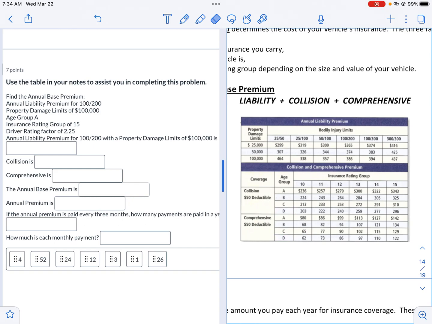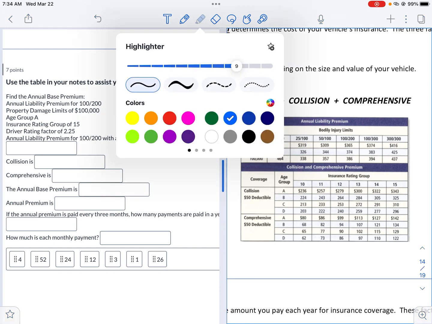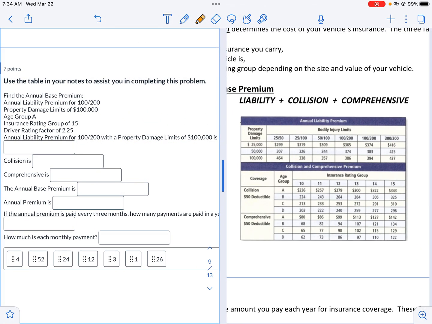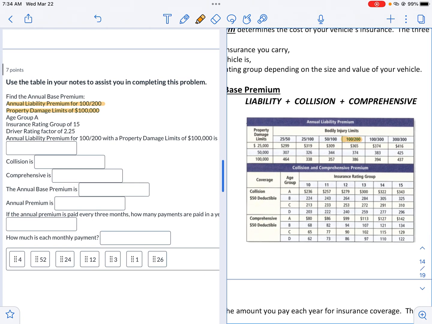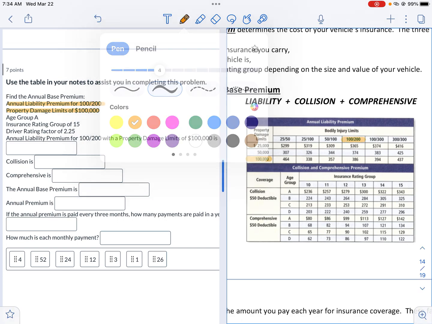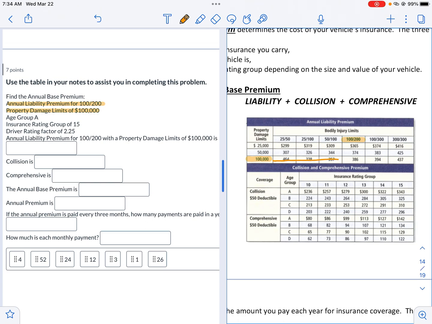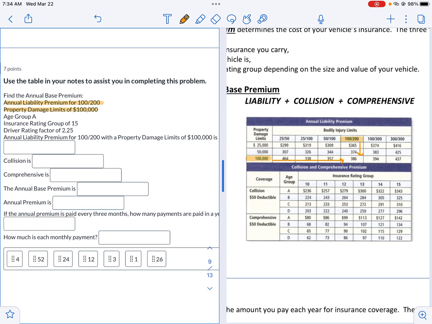Okay. So, this person is annual liability $100, $200, and $100,000. So we go over to $100, $200. And we go to $100,000, and across $100,000, down $100, $200 is $386. So this right here is going to be $386.00.